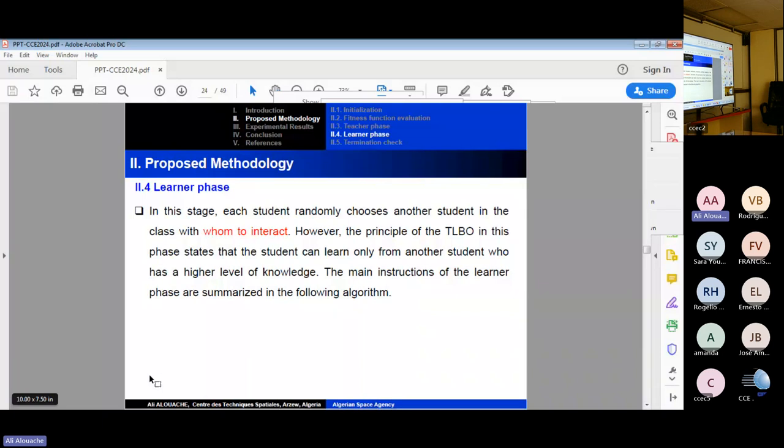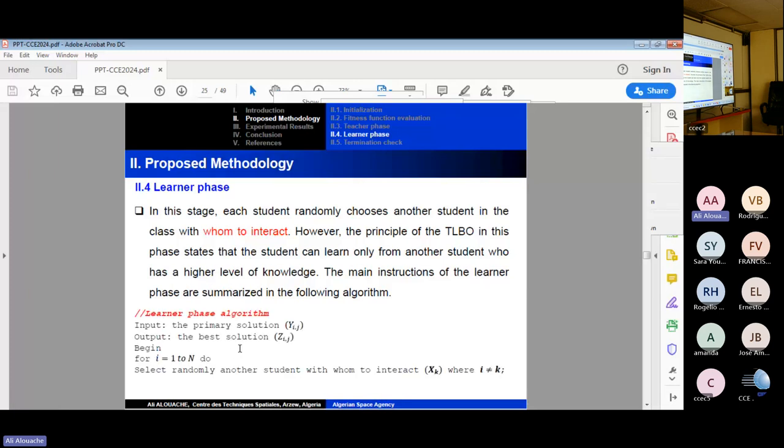Learner phase. In this stage, each student randomly chooses another student in the class with whom to interact. However, in the principle of the TLBO, this phase states that the student can learn only from another student who has a higher level of knowledge. The main instructions of the learner phase are summarized in the following algorithm.